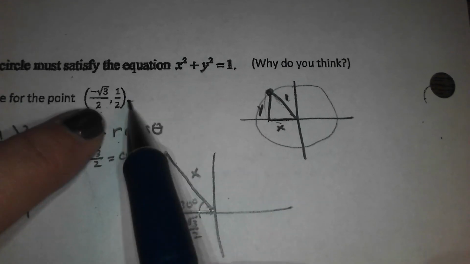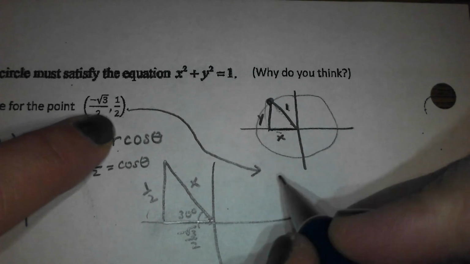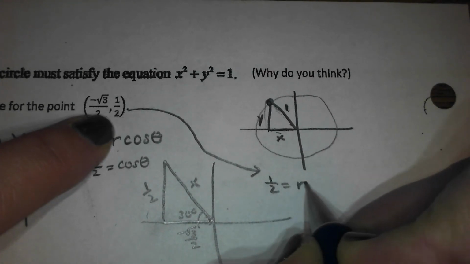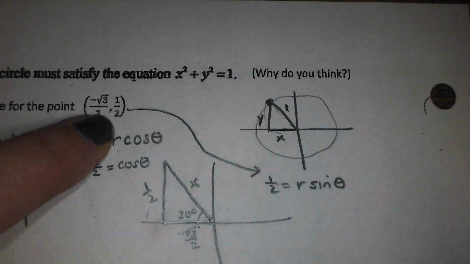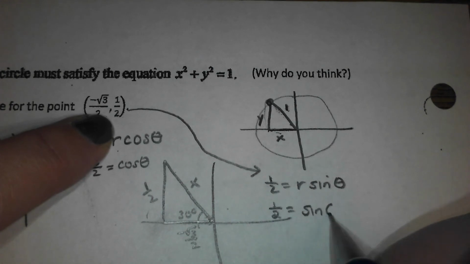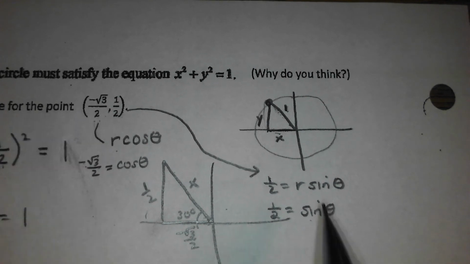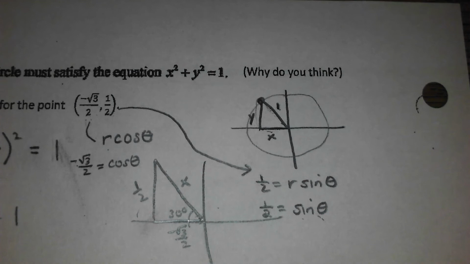And so, not that the angle is going to change, but just to clarify on the y coordinate, 1/2 equals r sine theta. And we know r is 1, so 1/2 equals sine theta. So we know theta is 30, right? The sine of 30. But because we're in quadrant 2, it's really more that the reference angle is 30, which leads us to 150 again. Okie doke? Any questions?